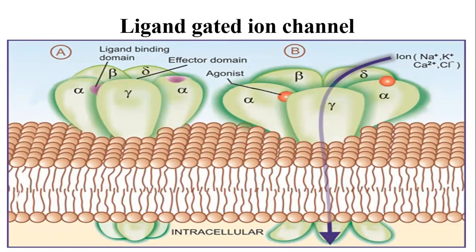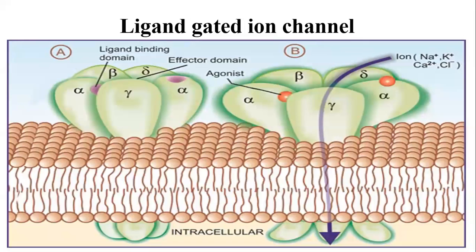So what do you mean by non-selective cation channel? It means there is not only one kind of positive ion. There are different kinds of positive ions that will move across this channel. So the nicotinic cholinergic receptors are non-selective cation channels.